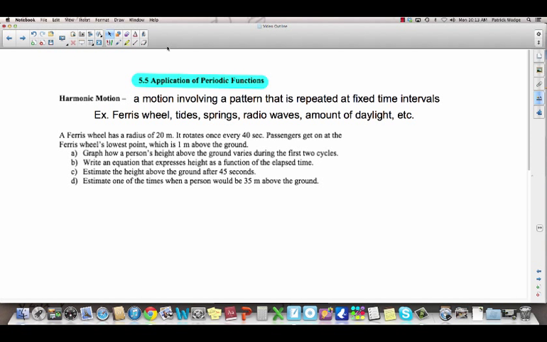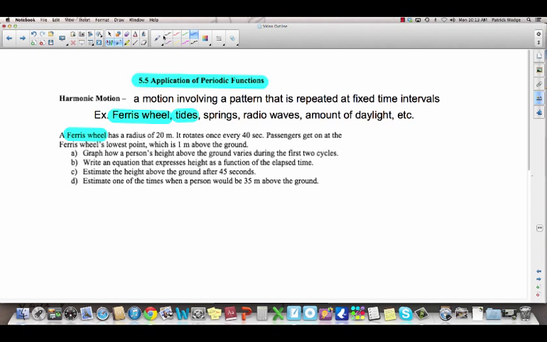Now, the two classics that occur in every single math textbook ever made to man, I think, are the Ferris wheel and the tides. So we will definitely do one example of each of those. So here's our Ferris wheel example, and on the other side of the page we've got our tides question.